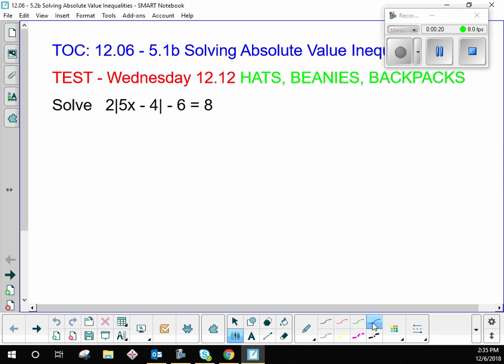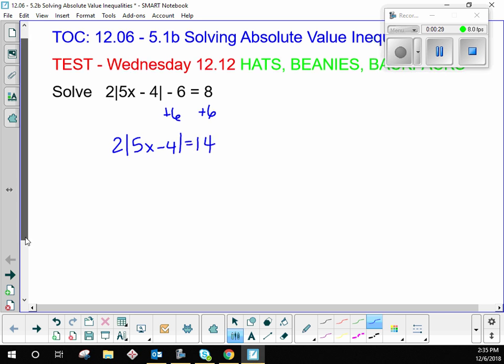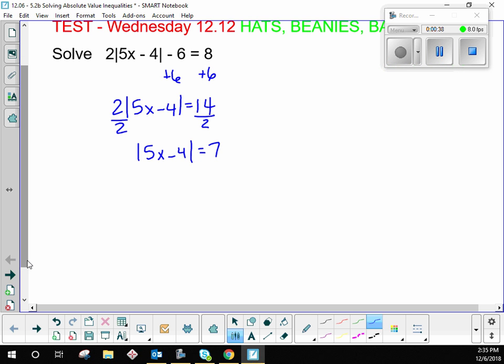-6 or +6. Plus 6, absolutely. 2 times absolute value, 5x minus 4 equals 3. Now I want to divide it by what, Aiden? 2. And that'll be 7. That will be 7. Thank you, sir. Then what? I'm going to add 4 to both sides, right? Ah, very good. So you can't trick you.